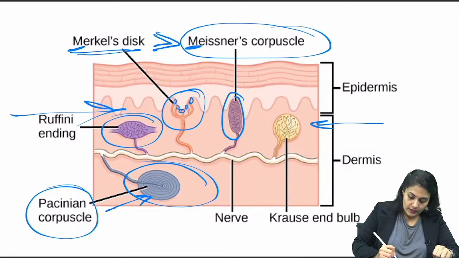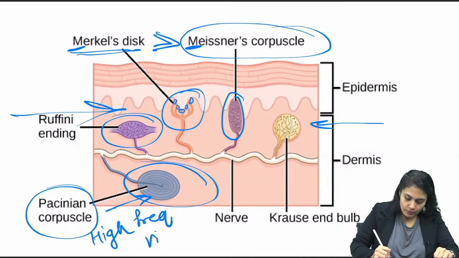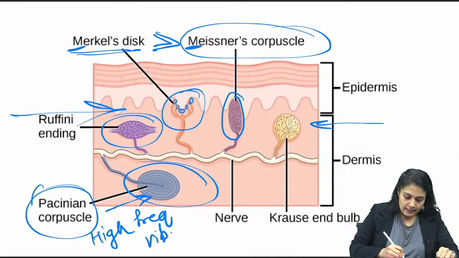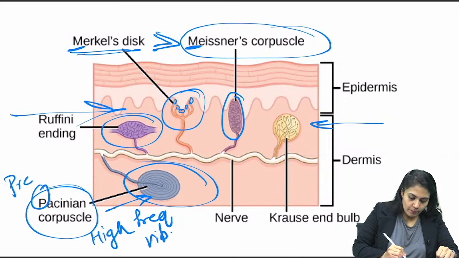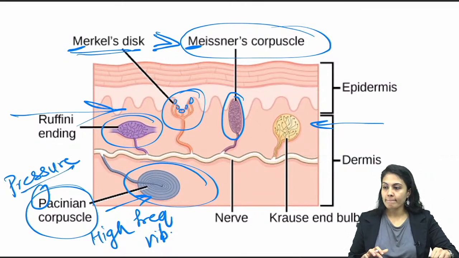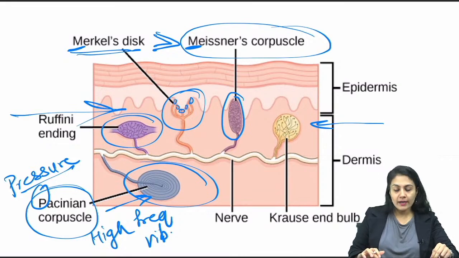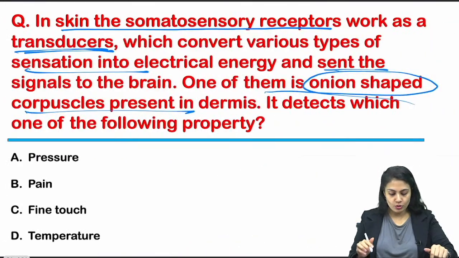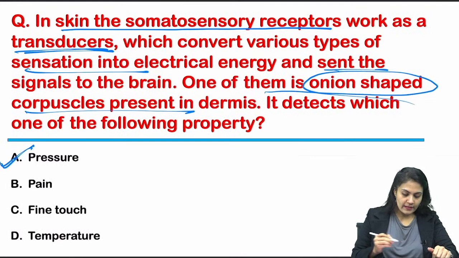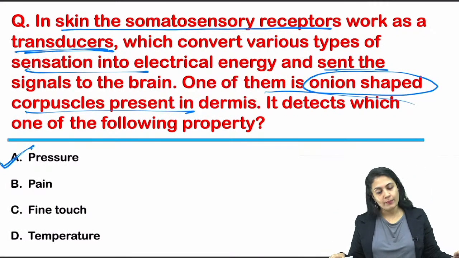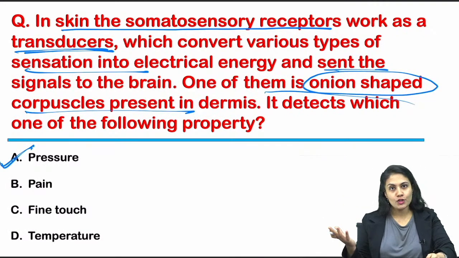Pacinian corpuscles sense two things. First is high frequency vibration, and second is P for Pacinian, P for pressure. It's not pain, please remember that. It's the pressure, okay? Yes. Braille reading, Merkel's disc. That is also true. So over here, the answer is very simple. You just have to know about Pacinian corpuscles, right? That they are onion shaped.